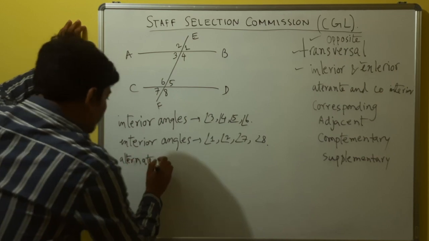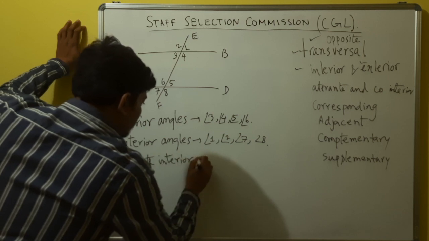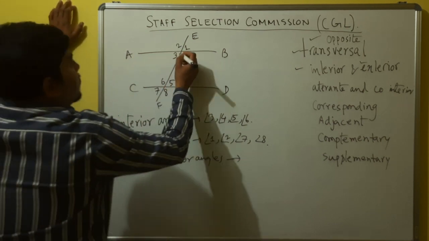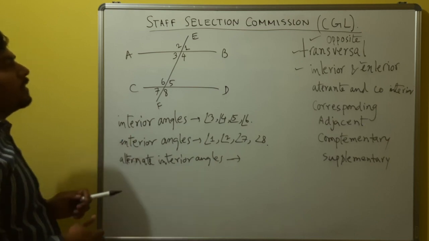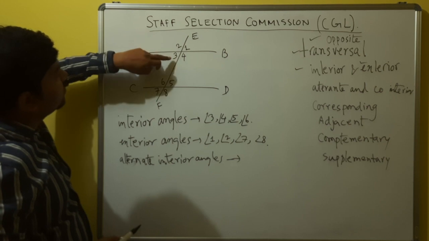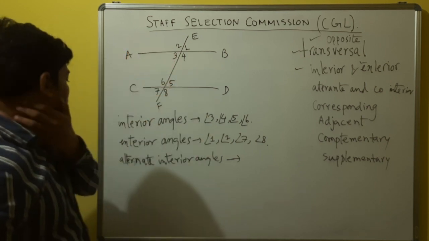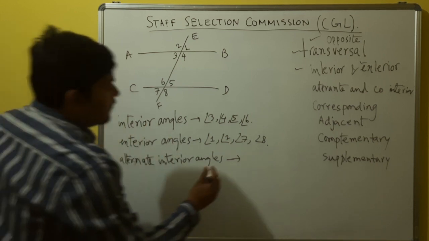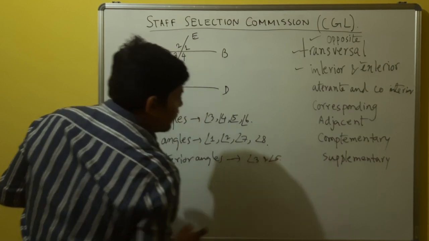Alternate interior. Okay. Alternate means which are in the other direction of the transversal. This is the transversal, right? So here, interior angles, these four are interior. So 3 and 5 are alternate interior angles. Alternate, they are not on the same side. So 3 and 5 are alternate interior angles.